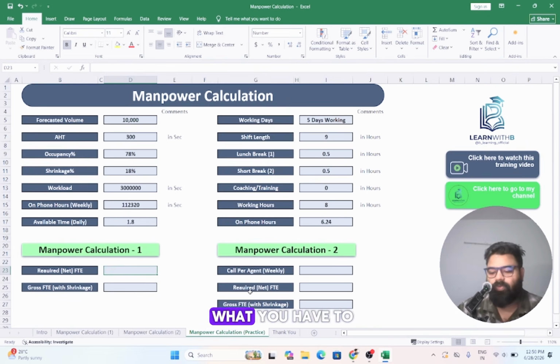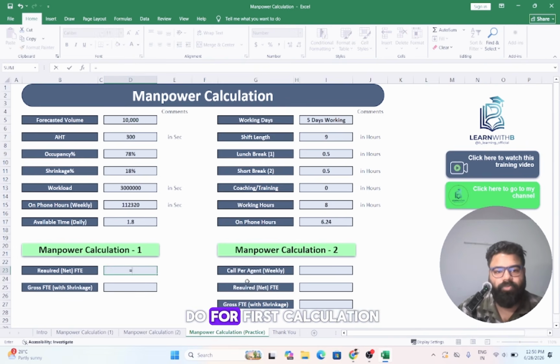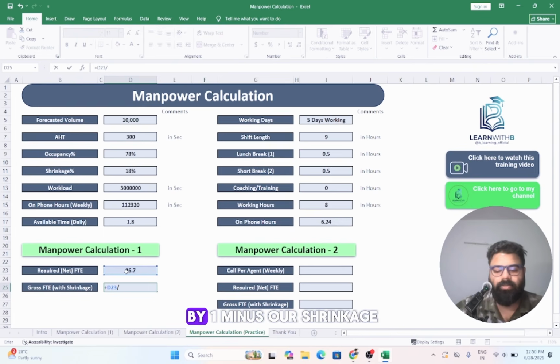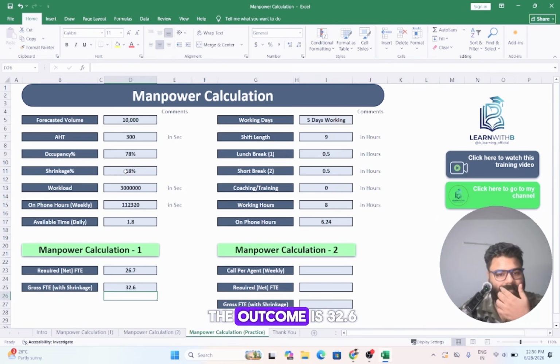So how will we calculate our net FTE? For the first calculation, workload divided by on phone hours, right? Now we will add shrinkage on top of this. So base FTE divided by 1 minus our shrinkage, which is 18%. So the outcome is 32.6.